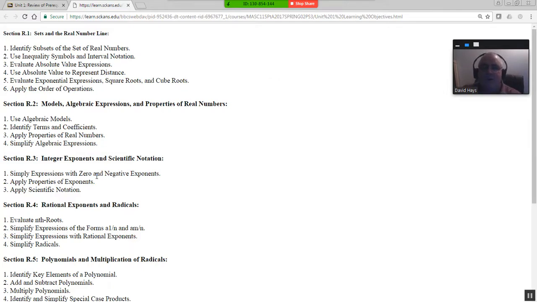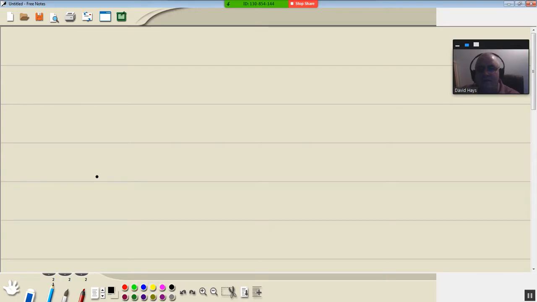Section R.1 is sets in the real number line. And it says evaluate exponential expressions, square roots, and cube roots. Well, let me show you an exponential expression. This is the exponent. And that's read as 3 squared. And what that 2 means is we're going to multiply 3 times itself 2 times. Well, 3 times 3 is 9.